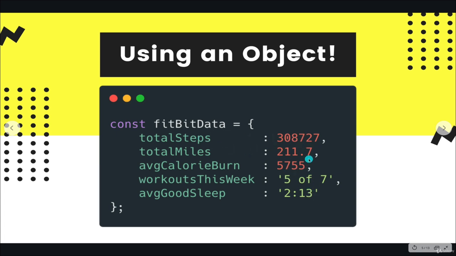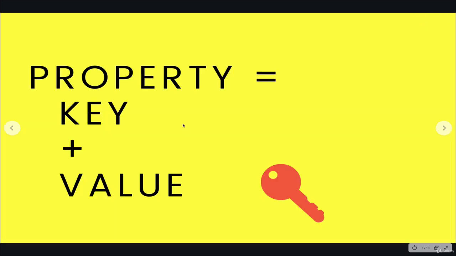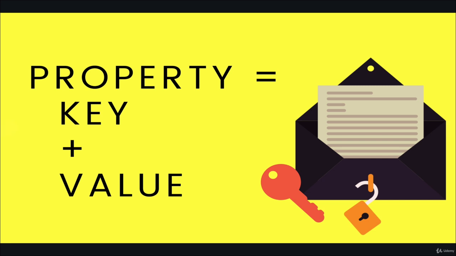We have 5 pairs of information. There's no real order. The order doesn't matter at all. And they're all floating around inside this one shared object. And we stored it in a variable called Fitbit data. So remember, a property is a key and a value. And we need to use that key to get our data back out.